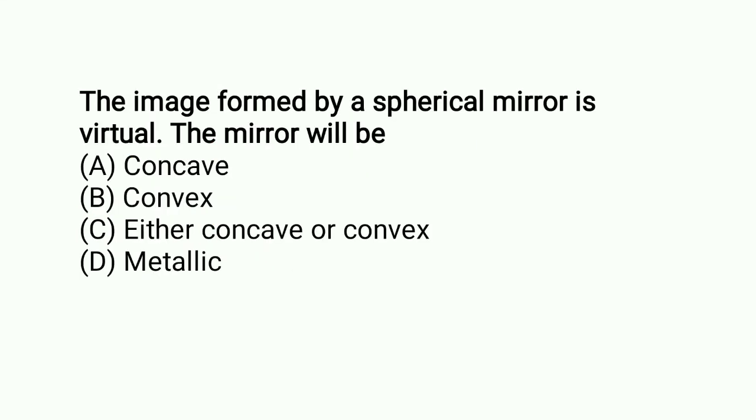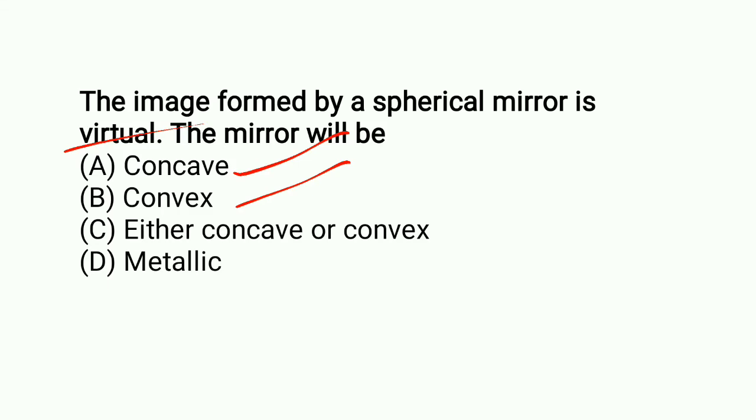Next question. The image formed by a spherical mirror is virtual. The mirror will be... So option A, concave. No, here concave will produce real and virtual also. And convex will produce only virtual.